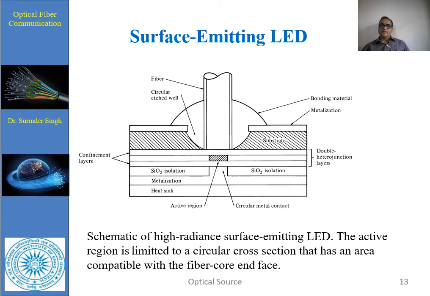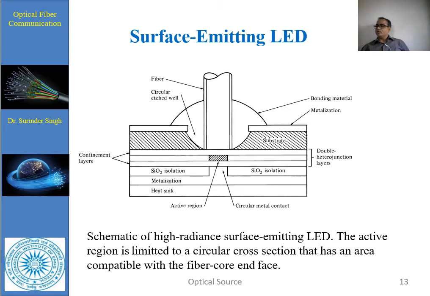In the substrate there is a well, where the fiber is basically mounted at the source, fixed vertically to give a maximum amount of emission from this emitting area to the fiber, and a bonding material is used in order to bond this fiber in a well-etched well, where we can place this optical fiber.